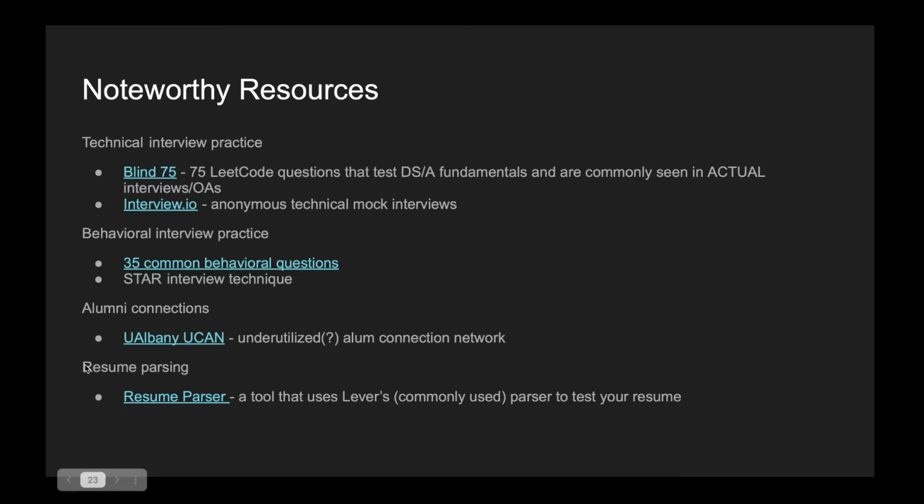And if you need something to test out resume parsing, to see what a resume parser would pick up on your resume, there's this tool right here that I would recommend. Lever is a commonly used parser, and this tool uses Lever's parser. So I think it's kind of fun and kind of cool to see what could get picked up on your resume.